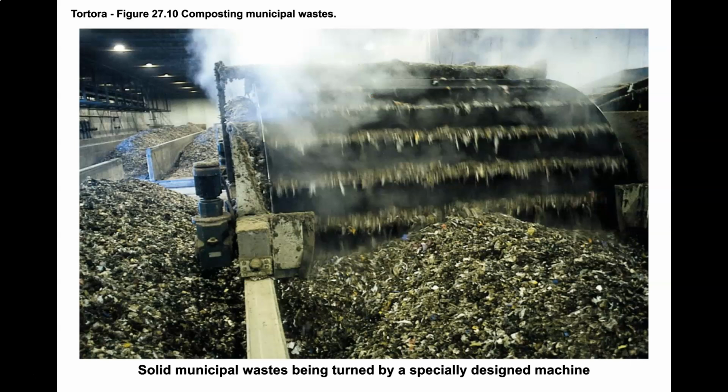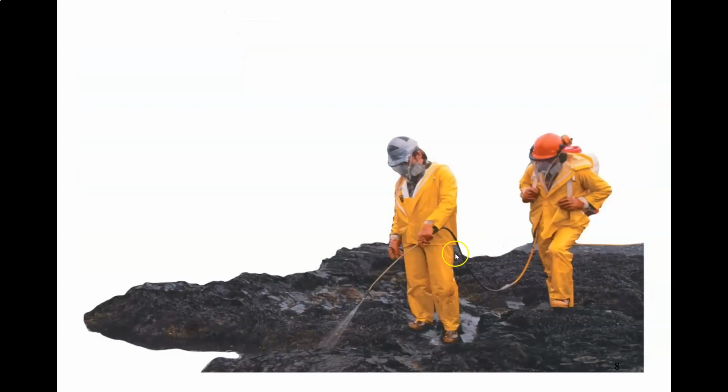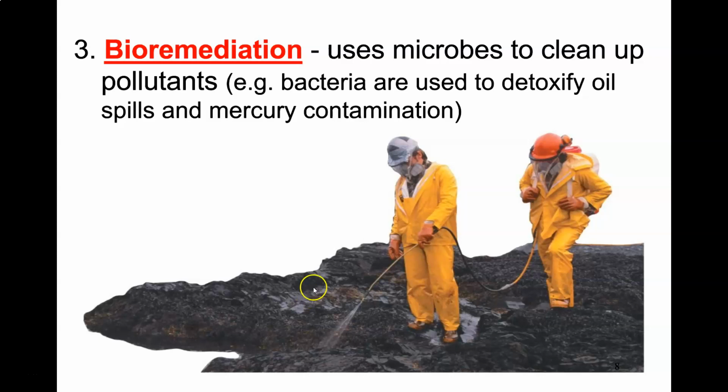Here's an example of a solid municipal waste being turned and it is treated by bacteria, so these can then be recycled back for composting. These guys are helping to clean up some waste, okay, and microbes are used in order to clean up pollutants such as oil spills and different types of contamination. And this process of using the microbes to clean up the pollutants is called bioremediation.